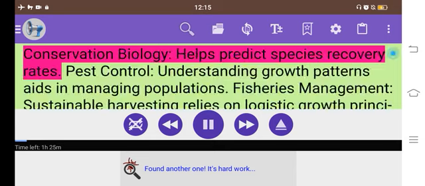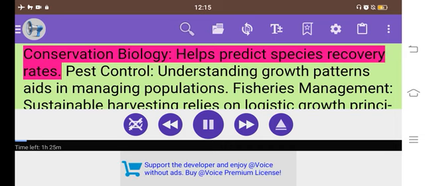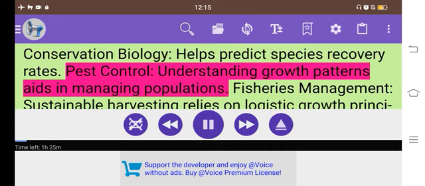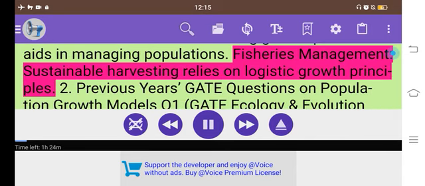Real-world application. Conservation biology, helps predict species recovery rates. Pest control, understanding growth patterns aids in managing populations. Fisheries management, sustainable harvesting relies on logistic growth principles.